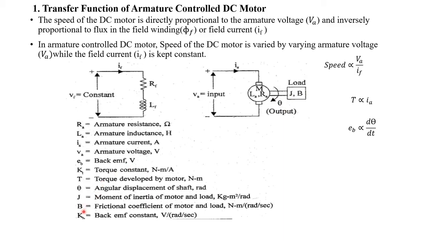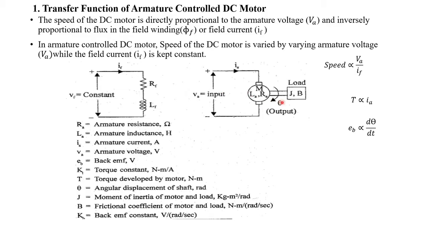Okay, so there is no elasticity component here, that is, there is no K. Now this KB is a back EMF constant, that is, EB is the back EMF, and the back EMF constant will be represented by KB. Now we are going to find the transfer function of the armature controlled DC motor. To find the transfer function, we need to find the Laplace transform of output divided by Laplace transform of input, isn't it?